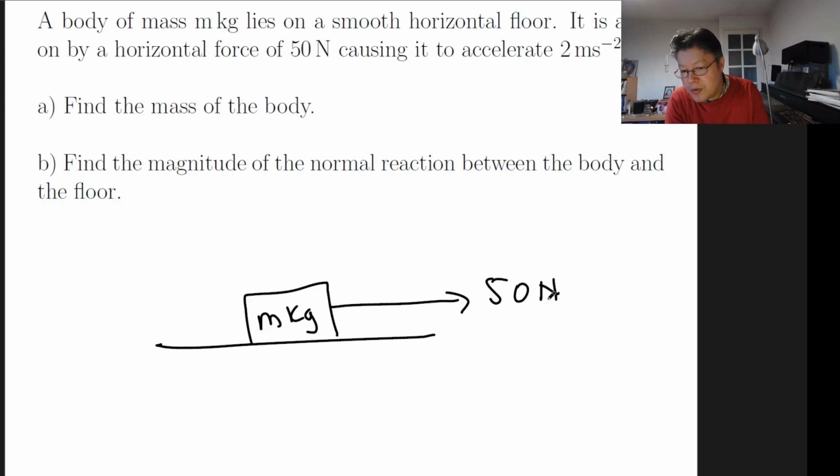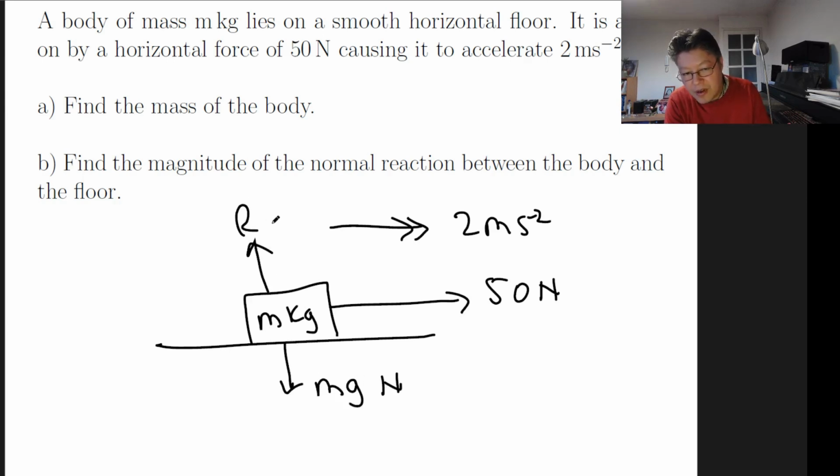Notice that I also put the units in the picture. This helps to distinguish what's going on. And we have an acceleration, double arrow, 2 meters per second squared. So acceleration is a double arrow and a force is a single arrow. Okay, so we can put in the weight. The weight this time is mg newtons and a normal reaction of R newtons.